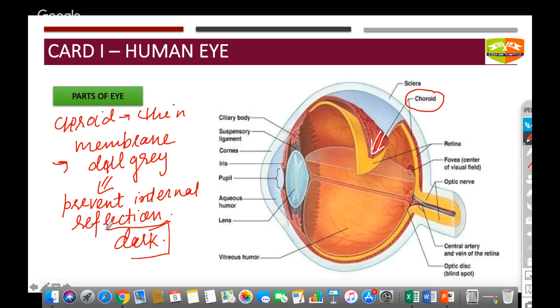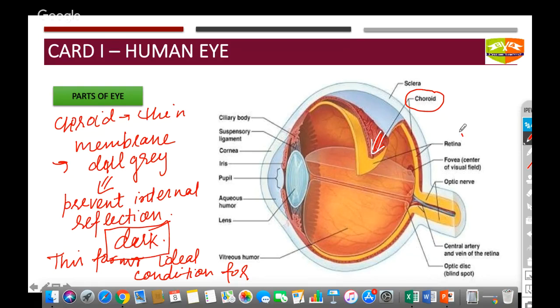If the interior of the eyeball is completely dark, this forms the ideal condition for image making on this part, which is the retina. If there is some light over here and internal reflection keeps on happening, proper image formation will not be possible on the retina, and you will have multiple images on the screen.